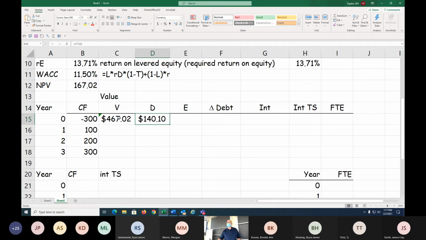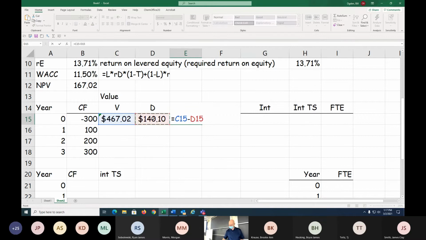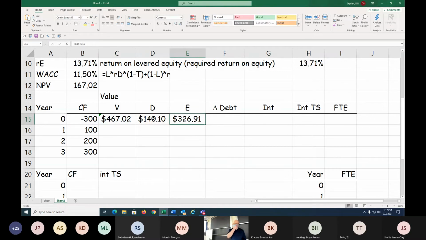So what's the market value of the equity? If this is 46702, and 140.10 is the debt, what's the equity worth? Well, it'd be the difference, wouldn't it? This one minus this one. So 326.91 is what I get.